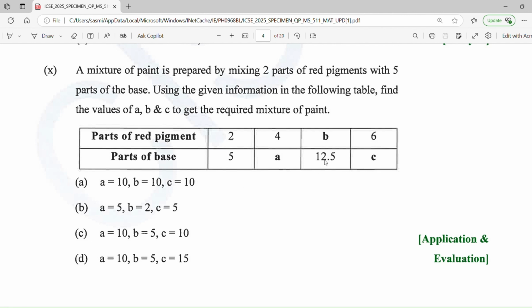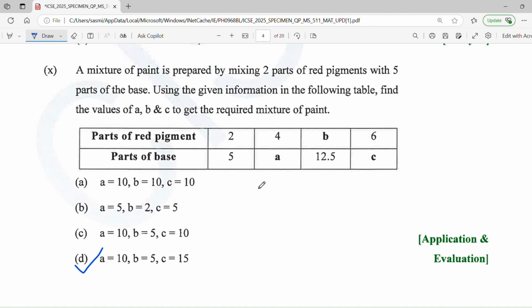Now this is 12.5 given, this is 6 given. Take this one: 2 by 5 equal to 6 by C. So cross multiply, C into 2 equal to 5 into 6. That means 2C equal to 30, C equal to 15. C equal to 15 means this option only. So your answer is D. Don't do the actual process while solving MCQ. Okay, do not need to do the actual process, put only your idea.